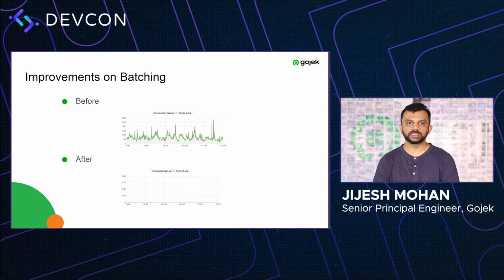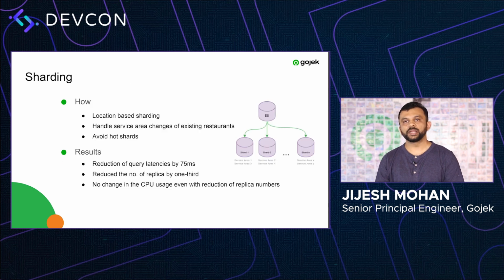Anyway, we have done all these things, and we have seen this kind of improvement in the system, as shown in the slide. Before batching, there was a lot of consumer lag in the Kafka topic, and once we did the batching, that became zero even in the peak times. Another improvement we can do is sharding, and sharding will help us reduce the query latency, because the number of documents we need to look at will be less compared to earlier.